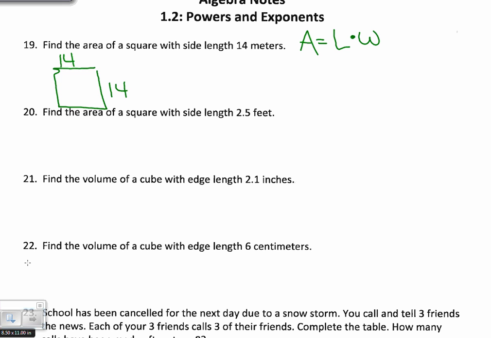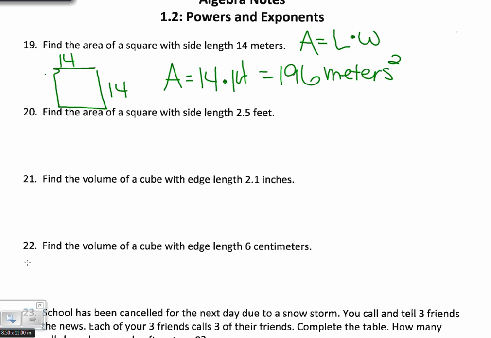So, area equals length times width. What's the length? 14. Okay. What's the width? 14. Okay, so we're going to plug in our numbers. Area equals, length is 14, width is also 14. So 14 times 14 is going to be 196. Okay. It's meters squared. Okay. Area is always squared.